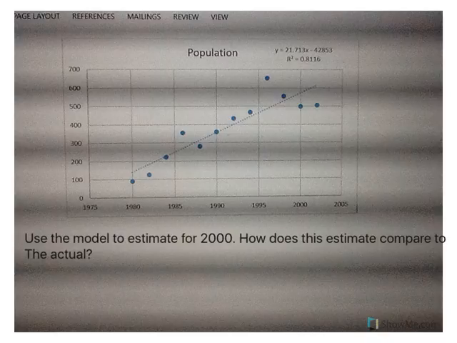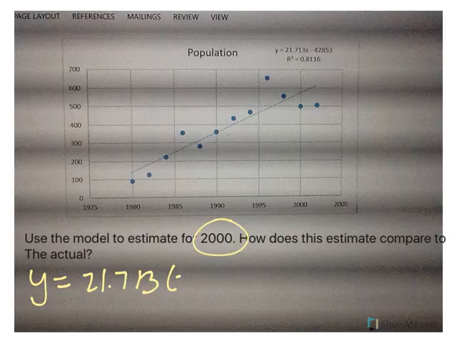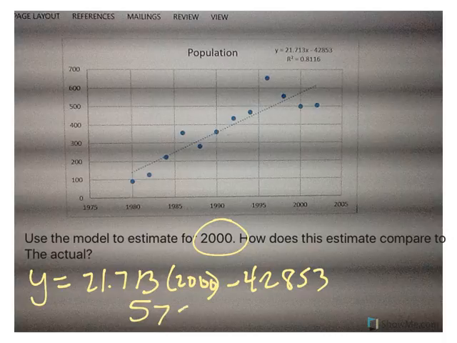All right. Use the model to estimate for 2000 and then compare. How does this estimate compare to the actual for 2000? So when I'm looking at my model, I've got y equals 21.713, I'm using the year 2000 for x, and then I subtract 42,853. When I type that into my handy dandy calculator, which I am doing as we speak, we end up with 573. So for 2000, which is right on this dot, our estimate, which is right here, estimates that to be 573.